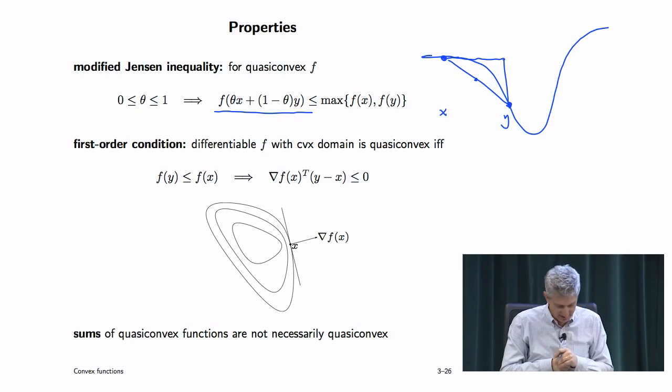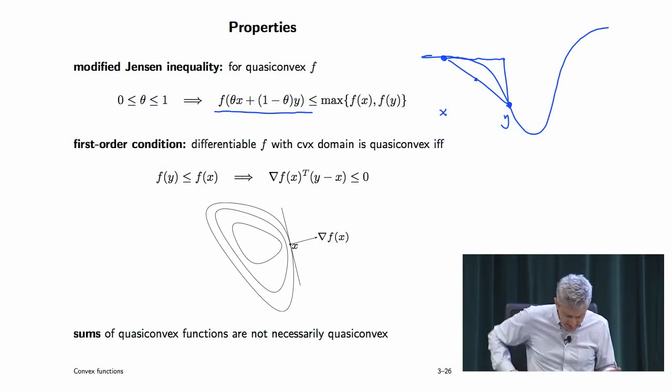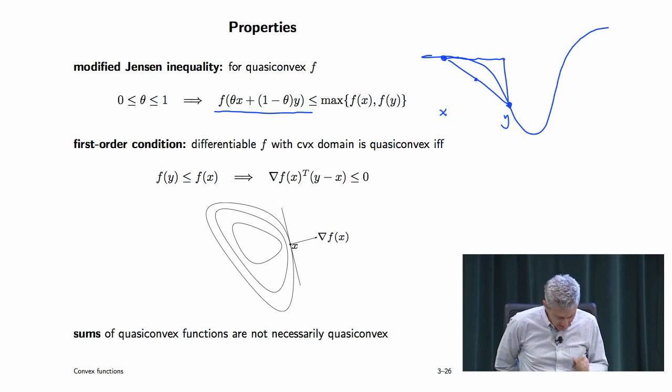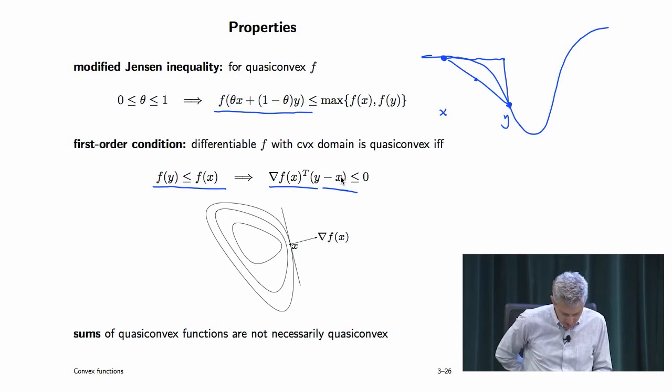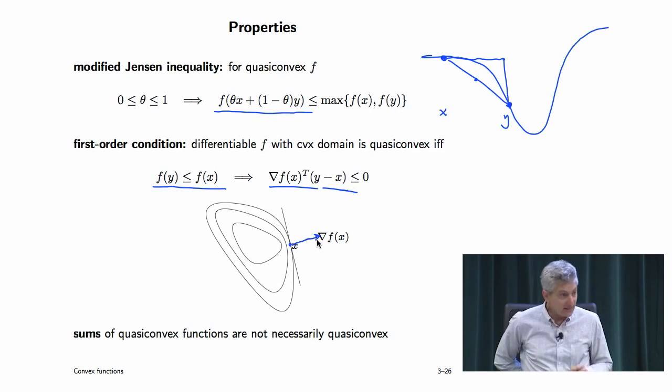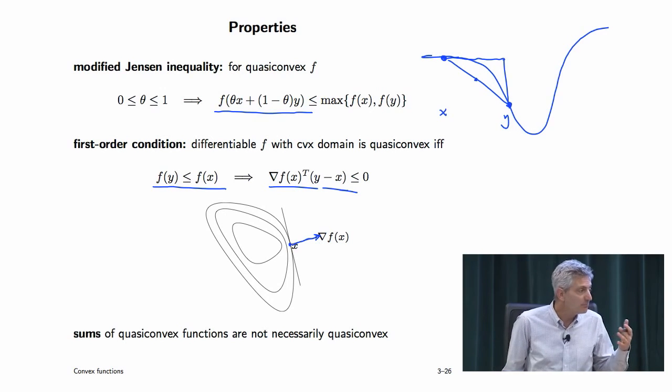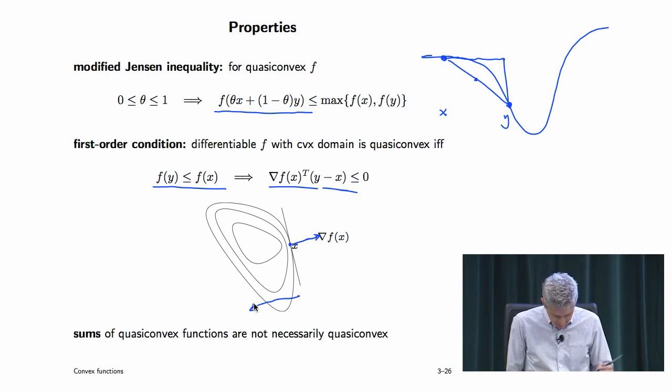That's a quasi-convex function. There are first order conditions, and I think we'll come back to this later in the course, but it's basically something like this. It says that if f of y is less than f of x, then the gradient of f of x transpose (y minus x) is less than 0. So these might be the sublevel sets of a quasi-convex function, and if that is the gradient, then all points that have a lower value of f lie in this half space.